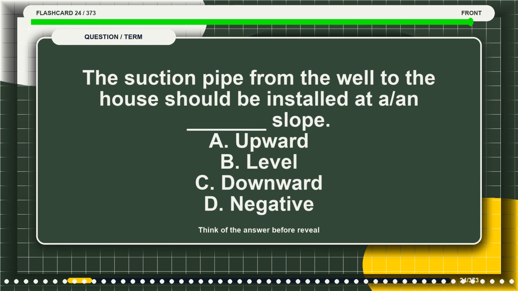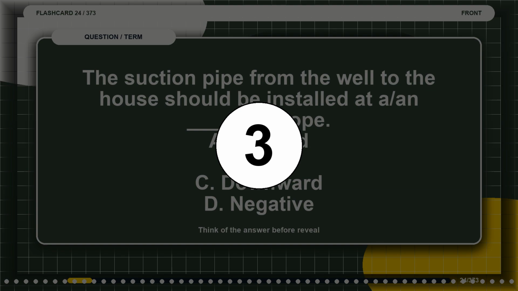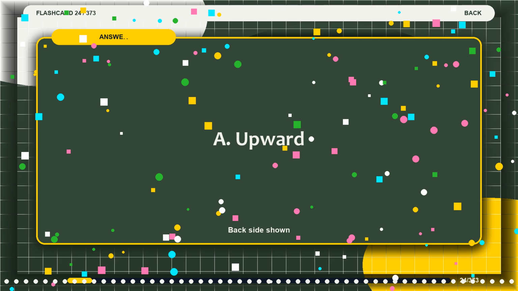Flashcard 24. The suction pipe from the well to the house should be installed at a blank slope. A. Upward. B. Level. C. Downward. D. Negative. Think of the answer before the reveal. The answer is A. Upward.